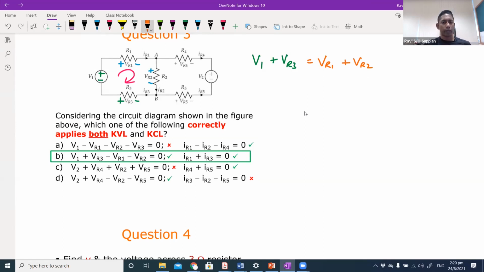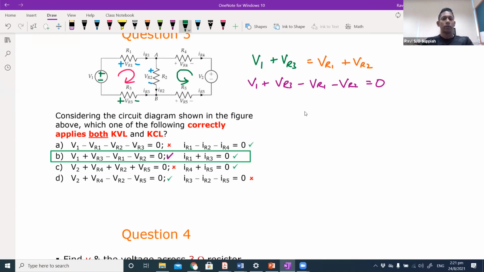So when I draw this loop, the expression I'll get is this, which means I can rewrite it as V1 plus VR3 minus VR1 minus VR2 equals 0. So that is this one over here. In terms of voltage, you can see that this is correct for the first loop. Now for the second loop, I can draw again in any direction I like. You can draw this way or the other way. Both ways are fine.